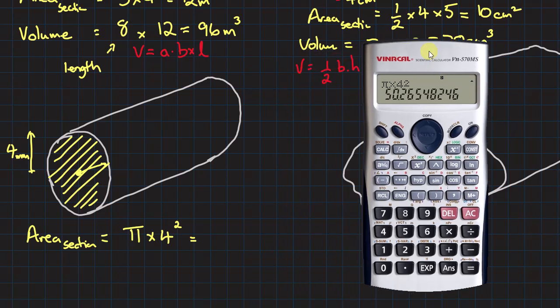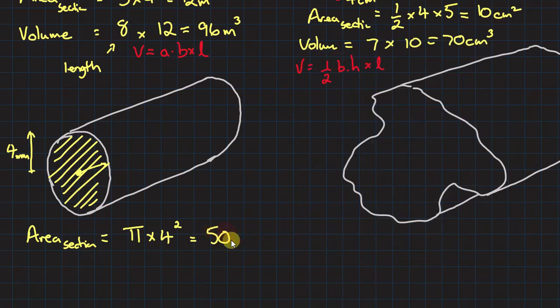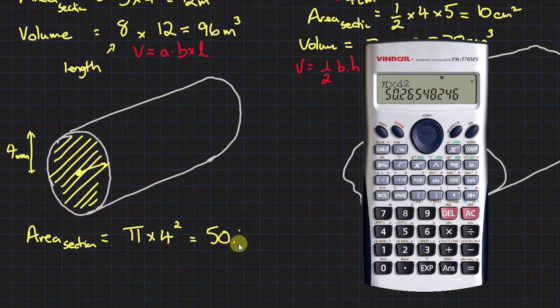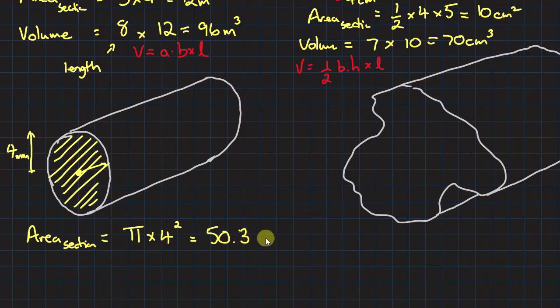So I'm going to say 50.3, 1 decimal place on an area, millimeters squared. And the length going back on it is, well, let's say this time it's 12 millimeters. So this is a tube, 4 millimeters on the inside. What's the volume a 12 millimeter length would contain?